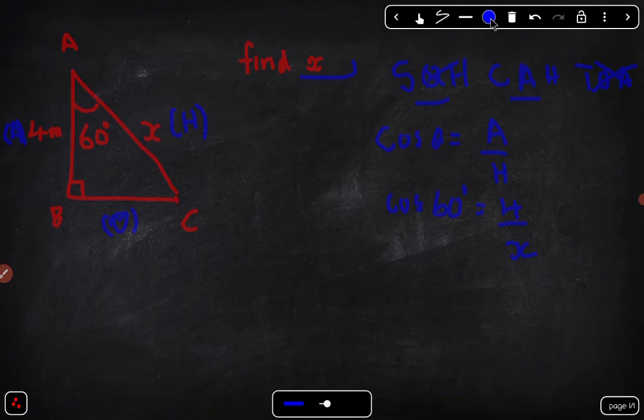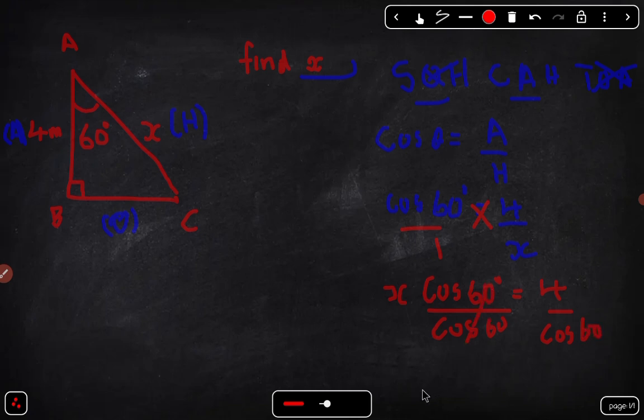So now at this particular point, what do you do? Okay, you put this over 1. Mathematically, you cross multiply. X times cos 60, it's going to be X cos 60 is equal to 4 times 1, that is just 4. So to find X here, divide both sides by cos 60.